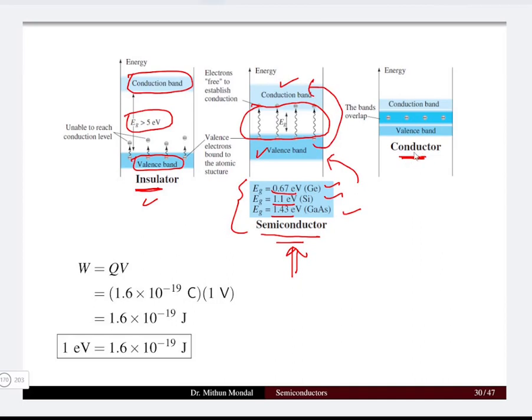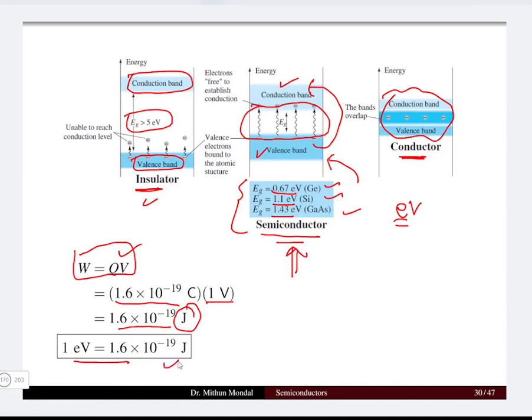In the conductor, we have seen that the conduction band and valence band overlap each other. When we talk about electron volt, the meaning of that is the energy given as charge into voltage. The charge of one electron is 1.6 into 10 to the power minus 19 coulomb, and when we give 1 volt, then we get 1.6 into 10 to the power minus 19, the unit being joule. So 1 electron volt is equal to 1.6 into 10 to the power minus 19 joule. So this is the energy of 1 electron volt.